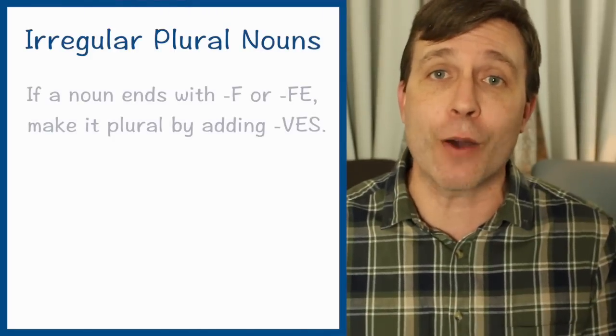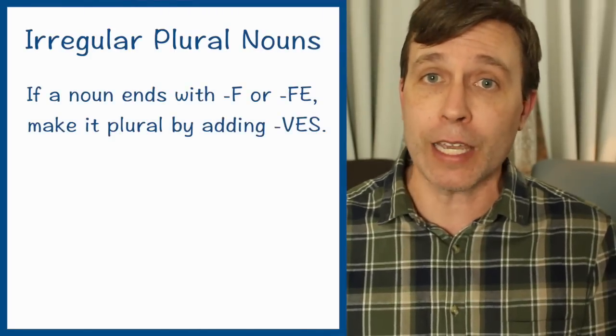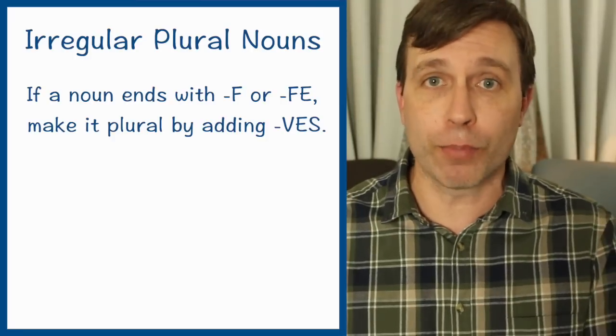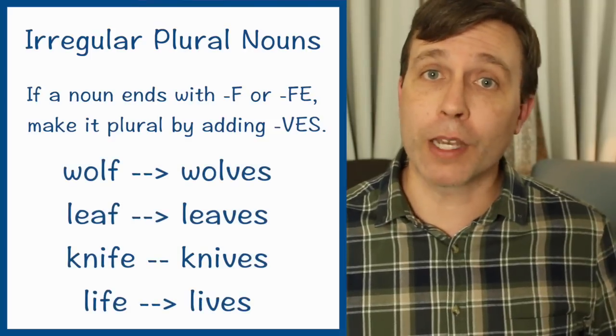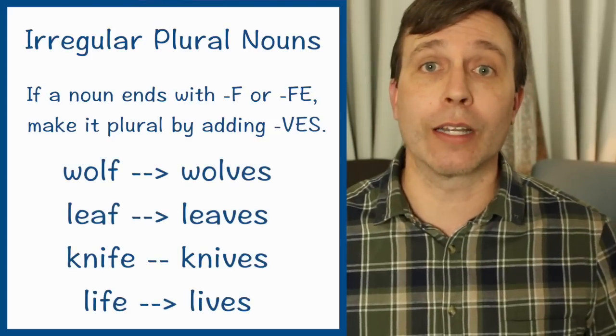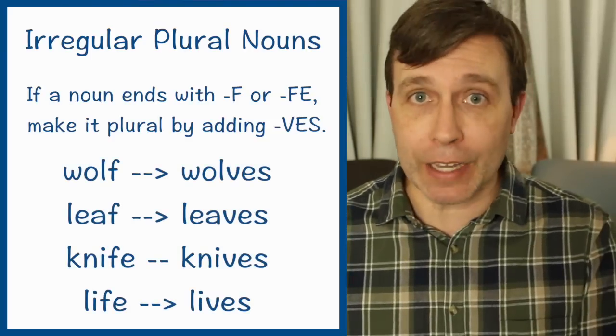Now, the good news is there's even a rule that you could follow with some irregular plural nouns. For example, if a noun ends with an F or FE, then when you change it to plural, you're going to add VES. So wolf becomes wolves, or leaf becomes leaves. For other irregular plural nouns, you really just need to memorize like you're learning new vocabulary. But there are many of them that we use frequently and you probably already know.